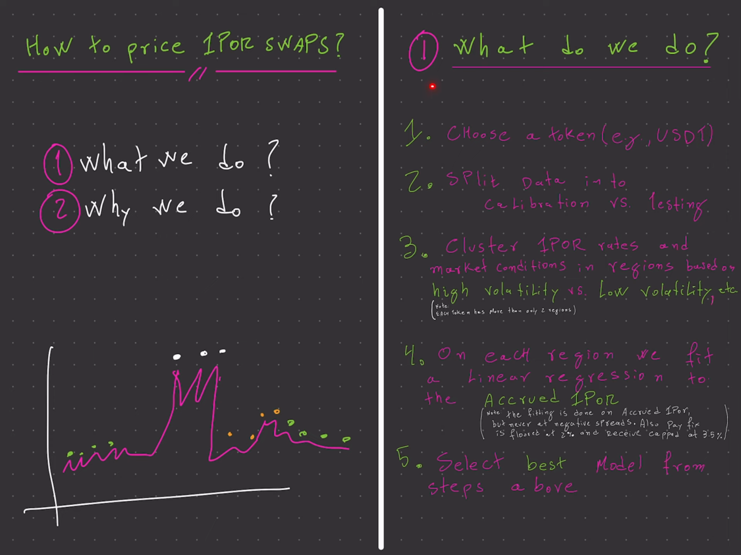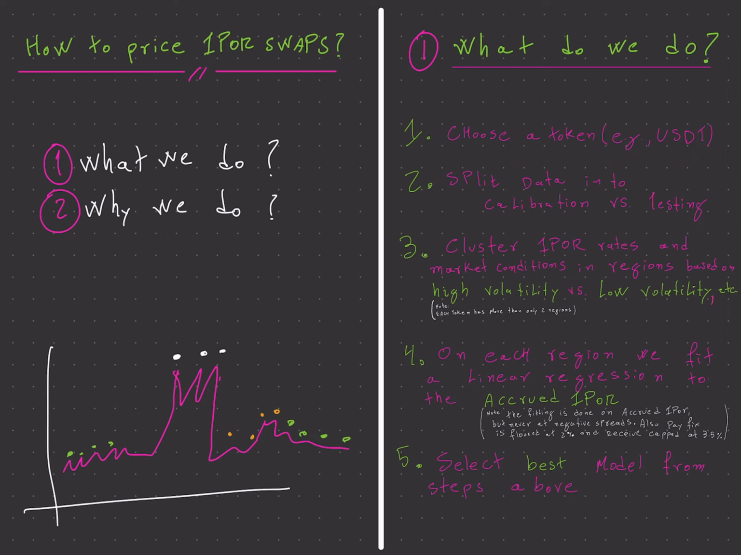Okay, so what do we do? I split it in 5 steps of how we are pricing. Let's go one by one. The first one is the most simple, but it's very important to understand what's going on. First we choose a token. Let's say we're choosing USDT and we're going to model on USDT. The key takeaway of this step is to understand that each token has its own set of parameters and calibration process. Right now, IPOR has 3 tokens: IPOR DAI, IPOR USDC, and USDT, which means we're going to have 3 different models. So the key takeaway on the first step is that each token has its own model.